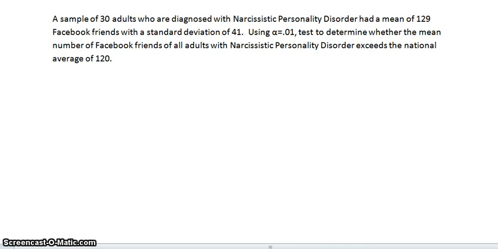All right, so now let's do a couple of examples of t-tests. And for these, we're not going to do these by hand. We're only going to do them in StatCrunch.